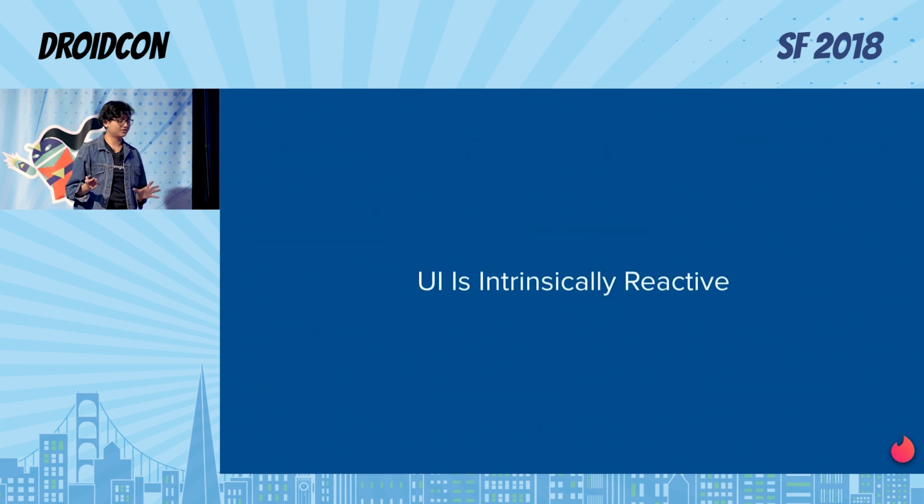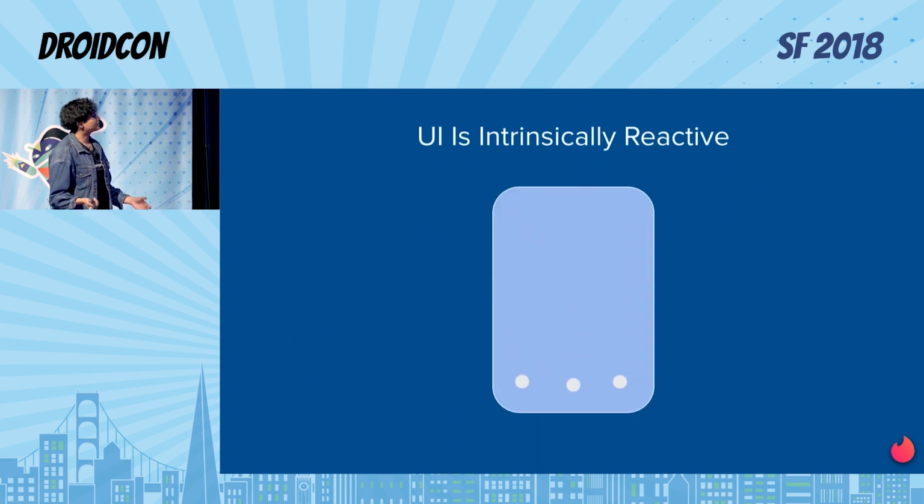And one of the core principles that we really wanted to drive in this talk is that UI is intrinsically reactive. It wouldn't be UI if it weren't reactive, right? So let's take a look at a very basic example. Let's say this is a screen with 3 buttons on it. Let's say I start clicking on one. Something happens on the screen.